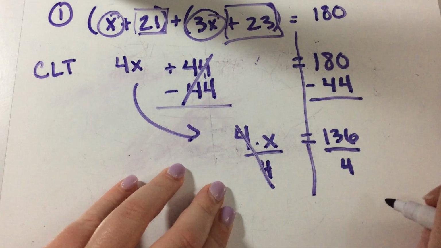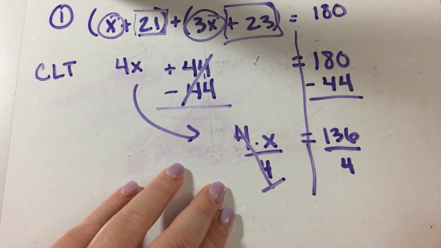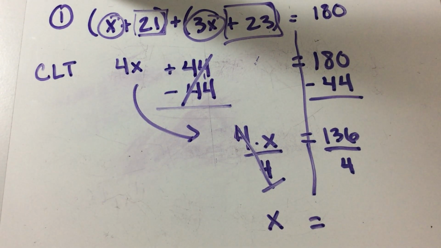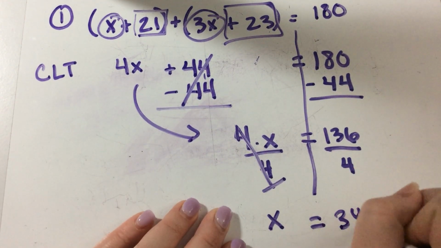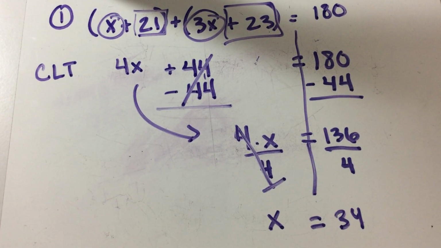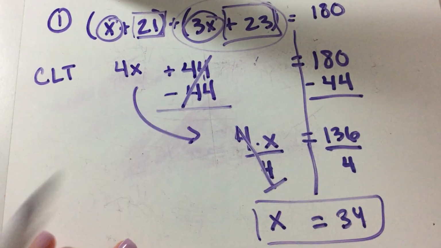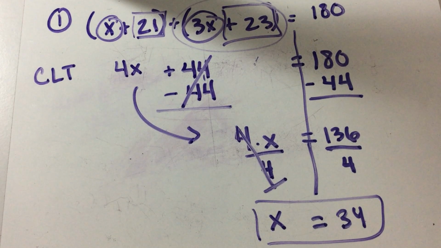So these 4 divided by 4 makes 1. So I just have 1x or x left. And I know that 136 divided by 4 is equal to 34. Okay? So, pardon me. Now that you have the value of x, keep in mind that you don't have the value of the angle yet, okay? The final part of problem 1 says find the measure of angle B, and this expression up top was equal to angle B, okay?